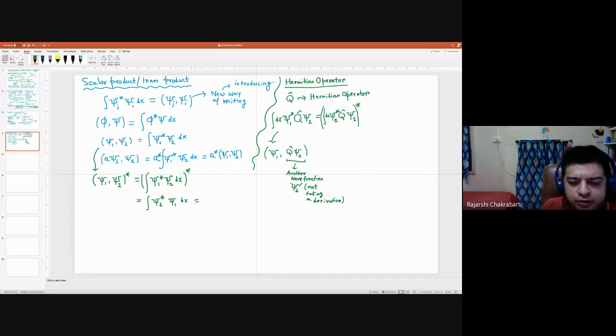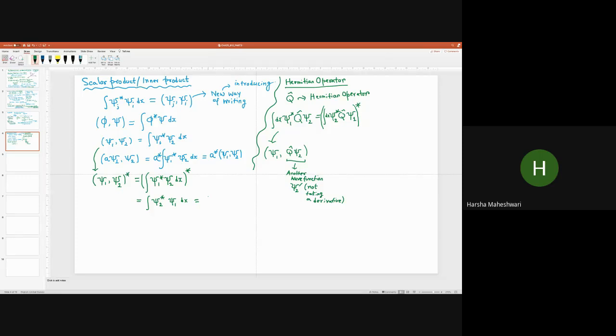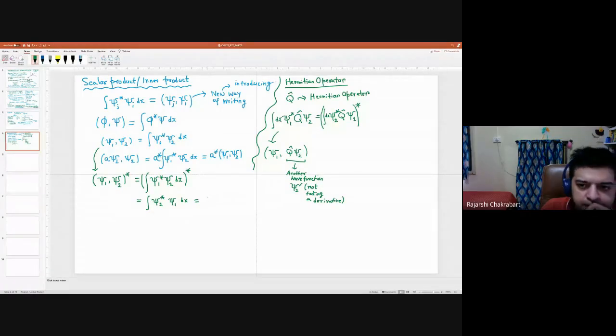And can I write it using this bracket notation? What will be the answer? Psi2, psi1. Yes. So this will be psi2 comma psi1. This is another property, isn't it? Okay, this is fine. This is another property.